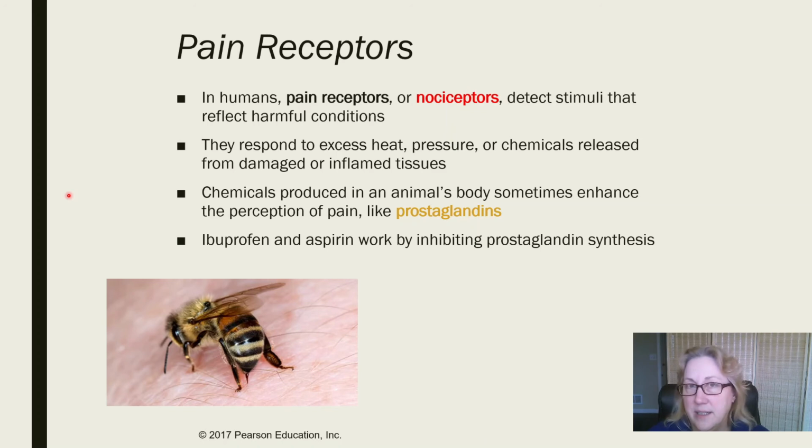And prostaglandins are part of that process, as we talked about in a previous chapter. And I think that was in the immune system chapter, that prostaglandins enhance inflammation and our sensation of pain. And that's how ibuprofen works. So Advil and Motrin and aspirin work because they lower the synthesis of prostaglandins.